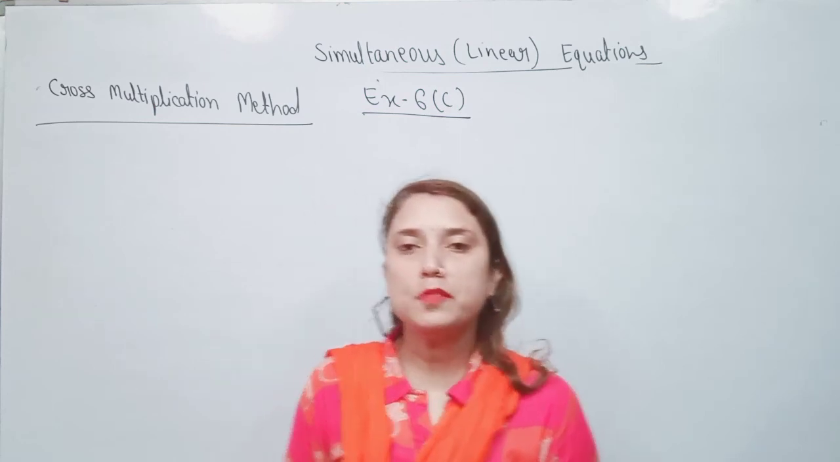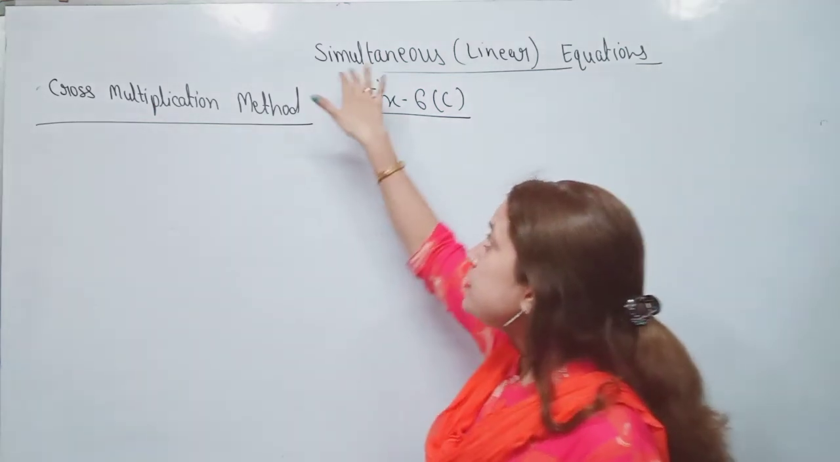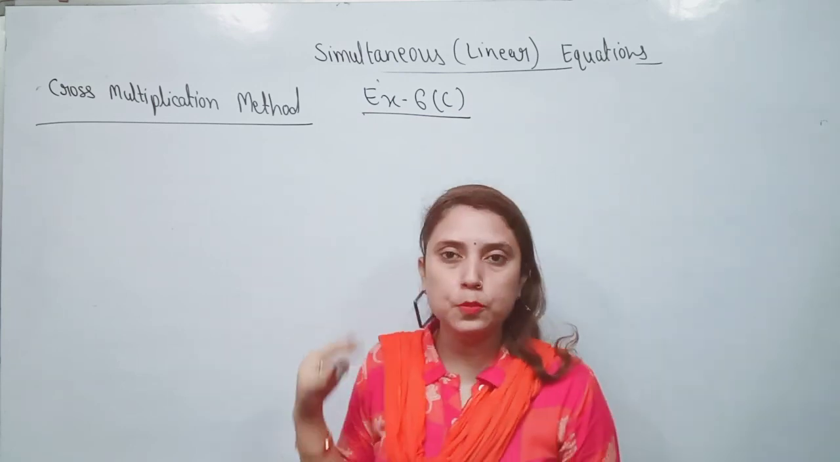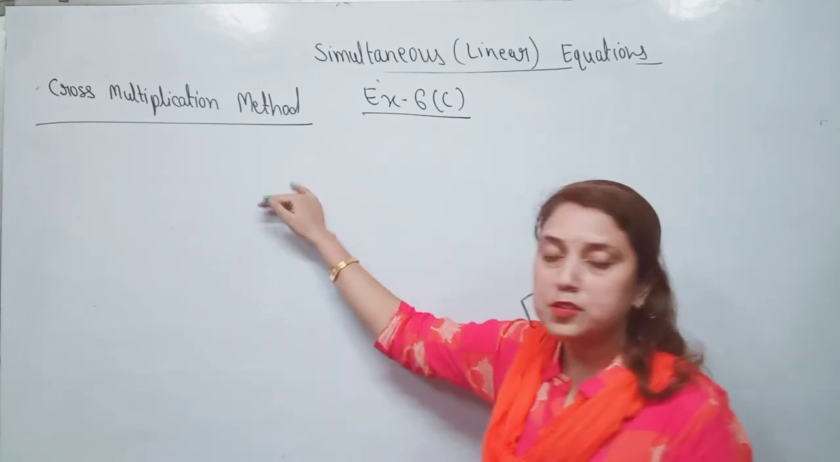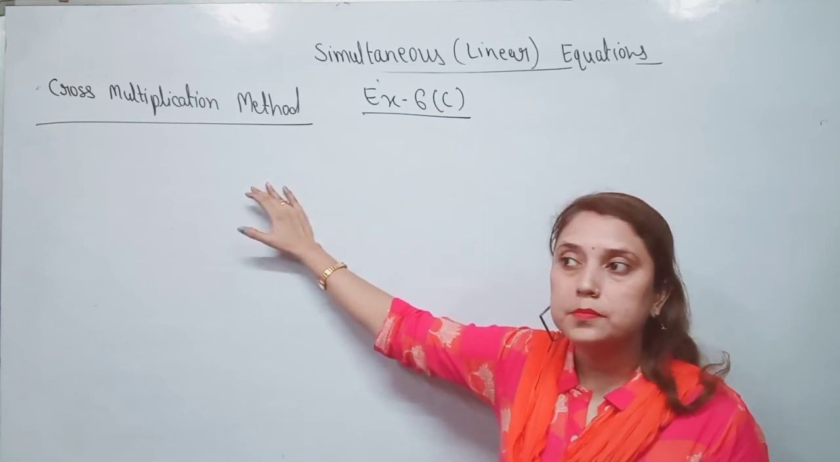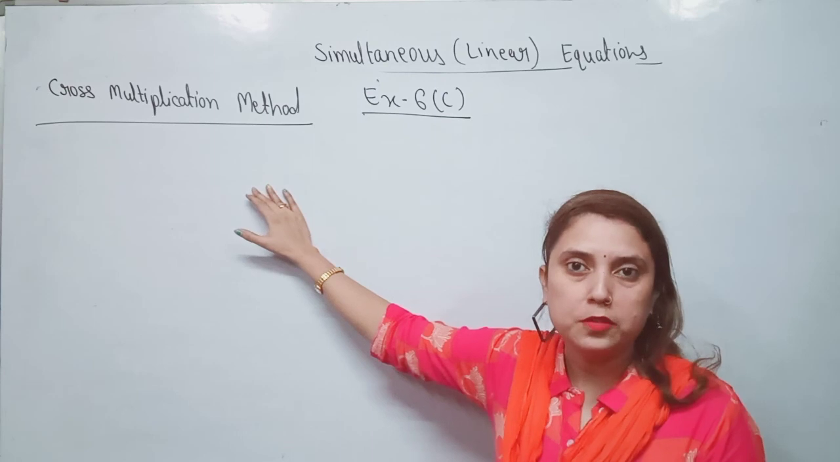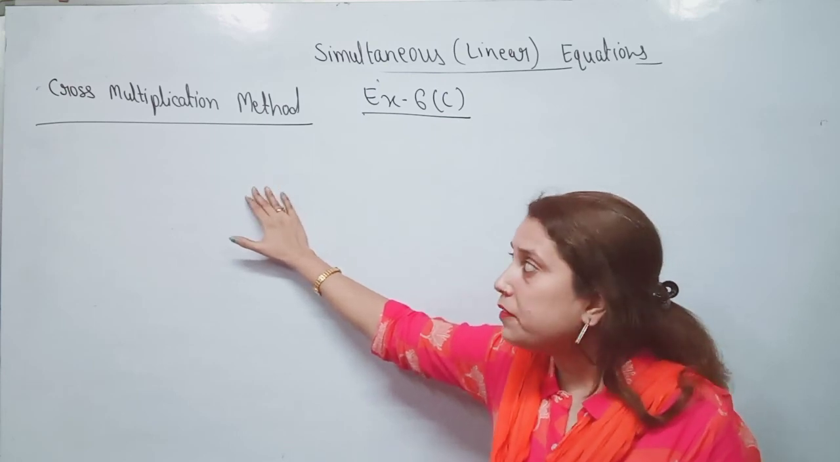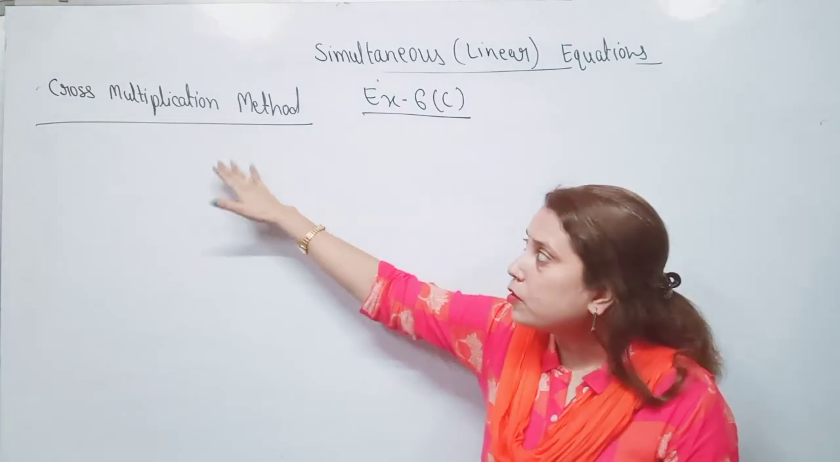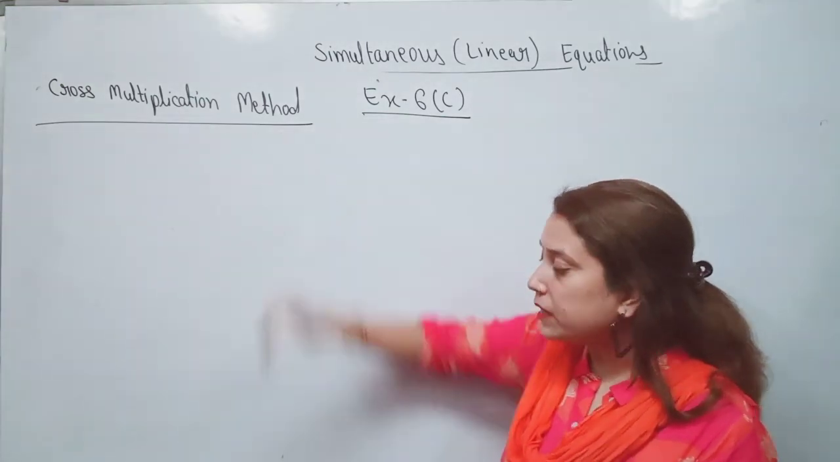Beta, in the previous video we started the chapter on simultaneous linear equations and covered two methods: first the substitution method, and then the equating coefficient method. Now today we are going to discuss the cross multiplication method. The cross multiplication method is something different.